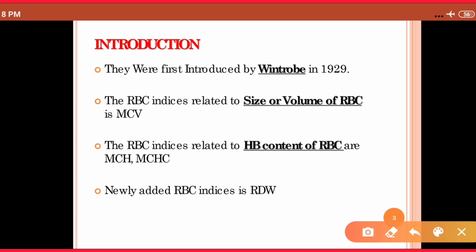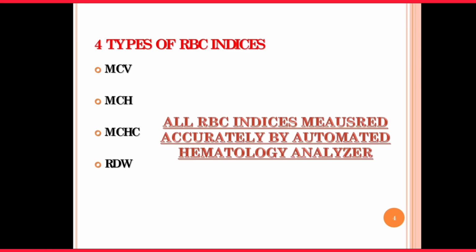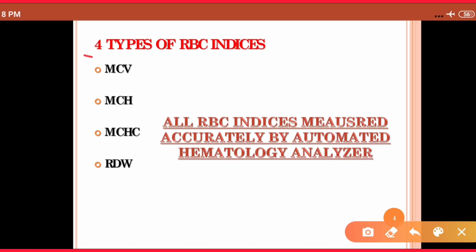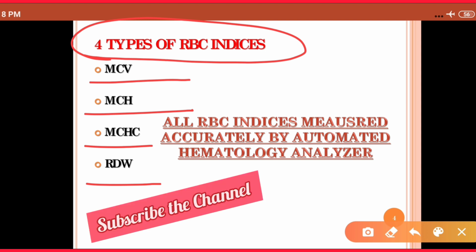And finally, one new parameter was added, that is RDW, that is red blood cell distribution width. So now you can understand that there are 4 red blood cell indices. One is mean corpuscular volume, then mean corpuscular hemoglobin, then mean corpuscular hemoglobin concentration, and finally red cell distribution width, RDW.